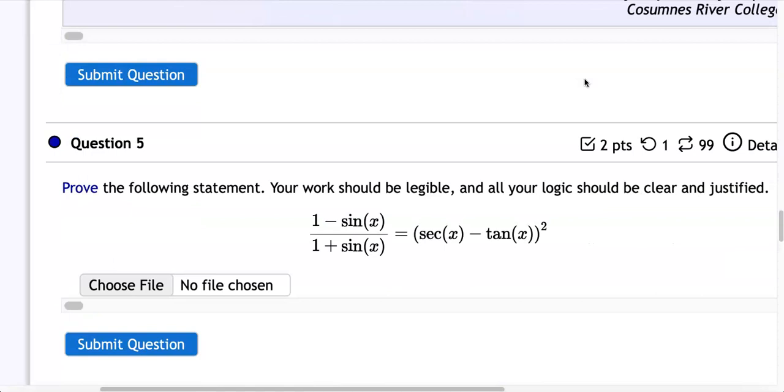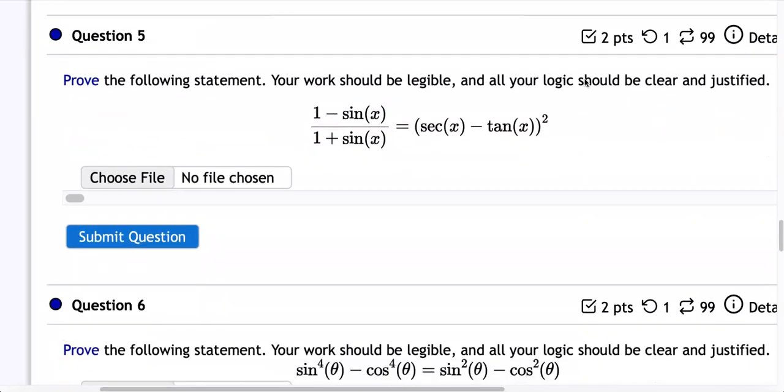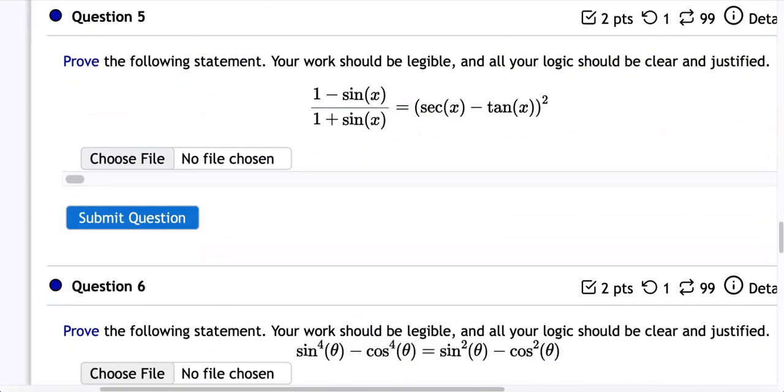All right, next one, number 5. Looks like I'll be doing this one by hand. Okay, so we're going to start by having the vertical line underneath. And you can start on the left-hand side or the right-hand side. You can actually work from both sides.